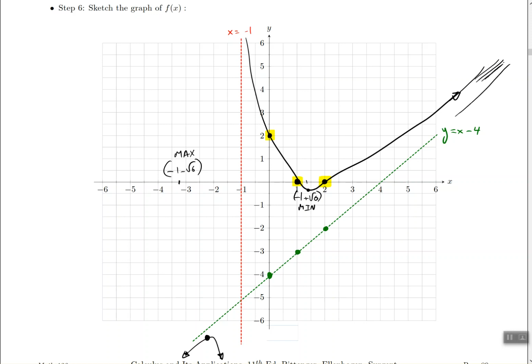Eventually it's going to be connecting with the green line. They're going to get closer and closer to one another if we keep extending. So try to make a graph that's nice and smooth, that passes through those 3 points and goes off in the direction of the green line. And that's going to be the end of the graph for now.